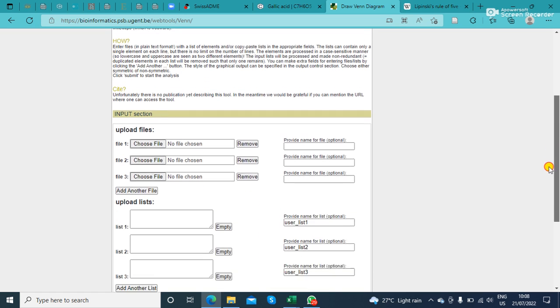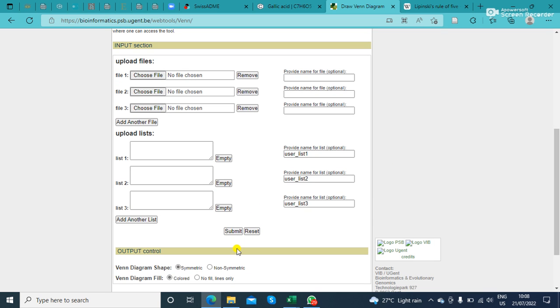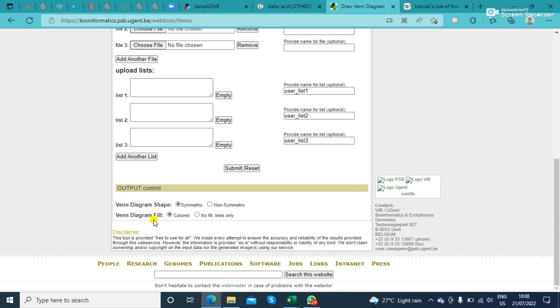For the input section, you can either input files and it will arrange them itself, or you just upload a list, like a copy and paste. That's what we will be doing right now. For the output control, you can control your output here. The Venn diagram shape: do you want it symmetric, non-symmetric, colored, no fill, lines only? You can use the one you want.